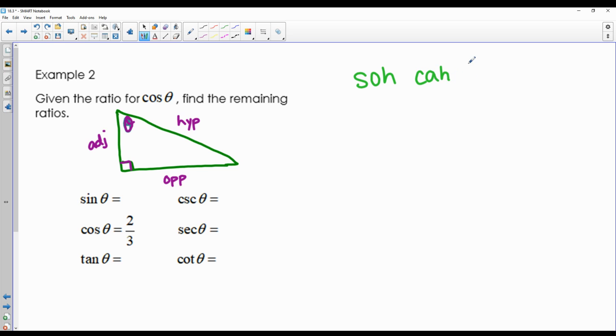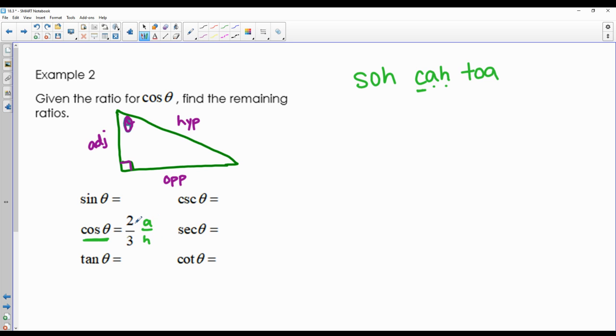Again, I write this on every problem. Okay, I'll write that Sohcahtoa. And then notice they actually gave me two sides of my triangle. You cannot see it. It's kind of hidden right here. But notice they told me the cosine of my angle. So remember that the cosine is just your adjacent over your hypotenuse. So that's my adjacent side over my hypotenuse.